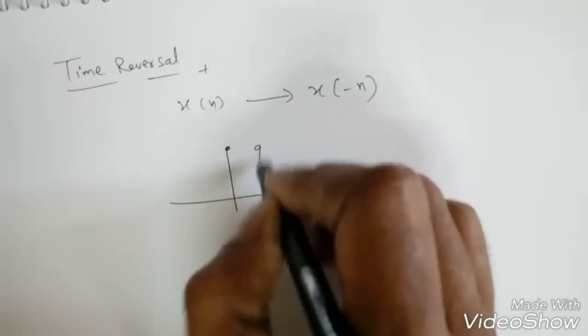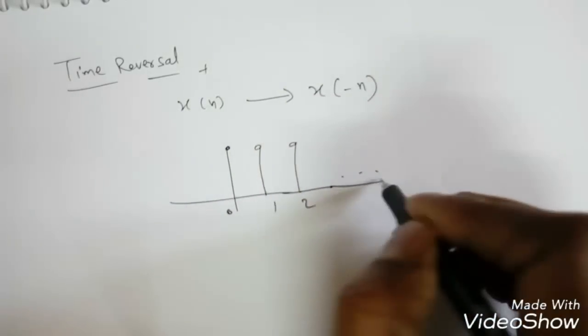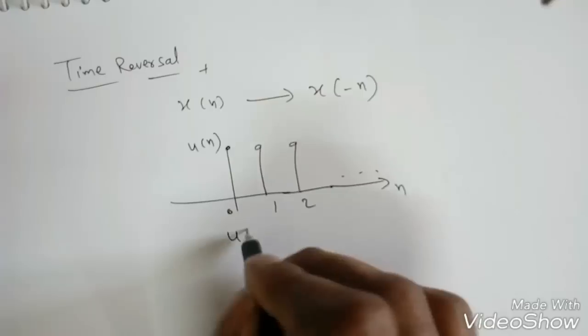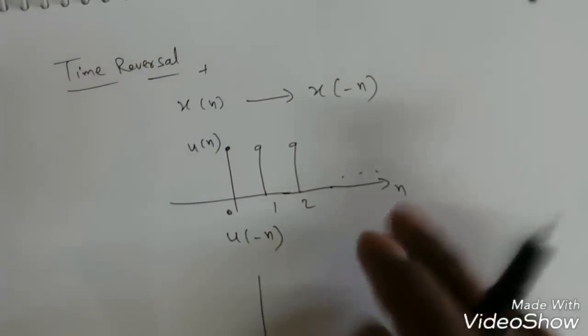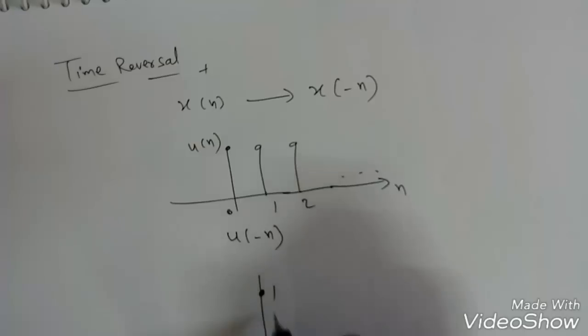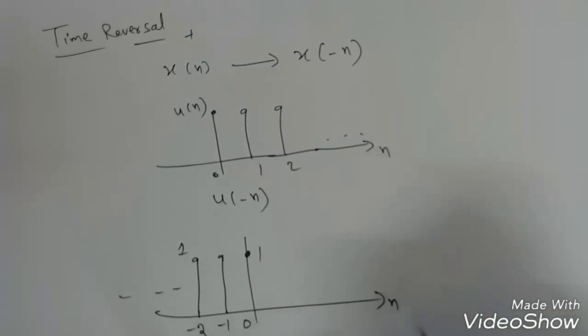Suppose this is u of n, at 0, 1, 2 and so on. Suppose this is n and this is u of n. What is u of minus n? It is nothing but this positive sequence folding like this, so from 0, 1 it will become minus 1, minus 2 and so on. We know the process of reversal, right?